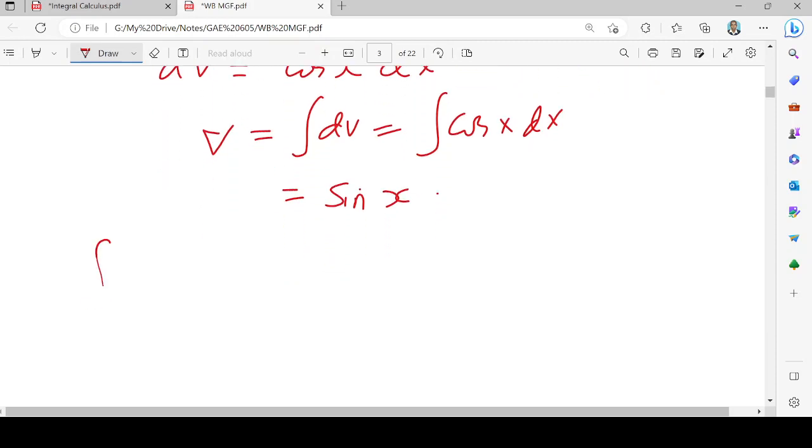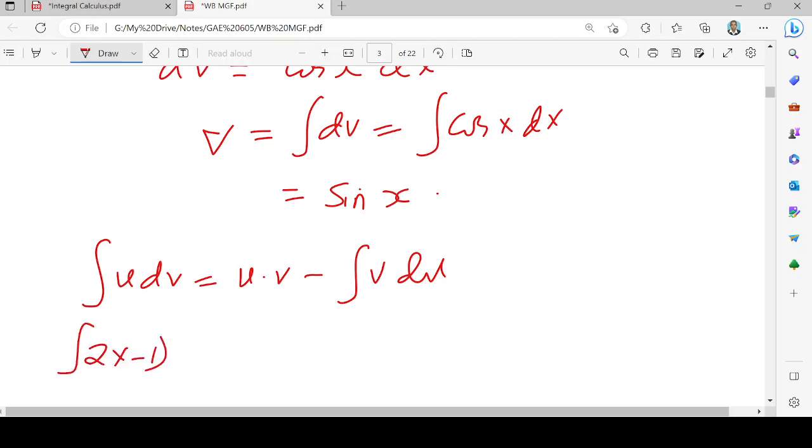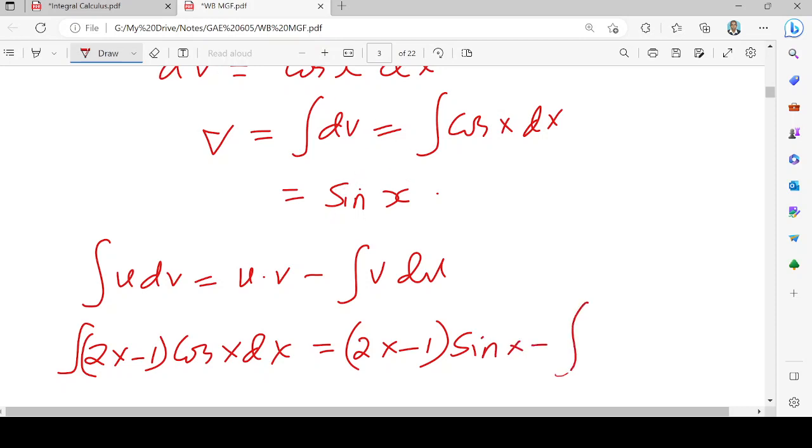And now we have the integral of u dv is equal to u times v minus the integral of v du. So that the integral of 2x minus 1 cosine of x dx becomes, we have u, which is 2x minus 1, times v, which is sine of x, as we have seen here. Then minus the integral of v, which is sine of x, then du, which is 2 dx.